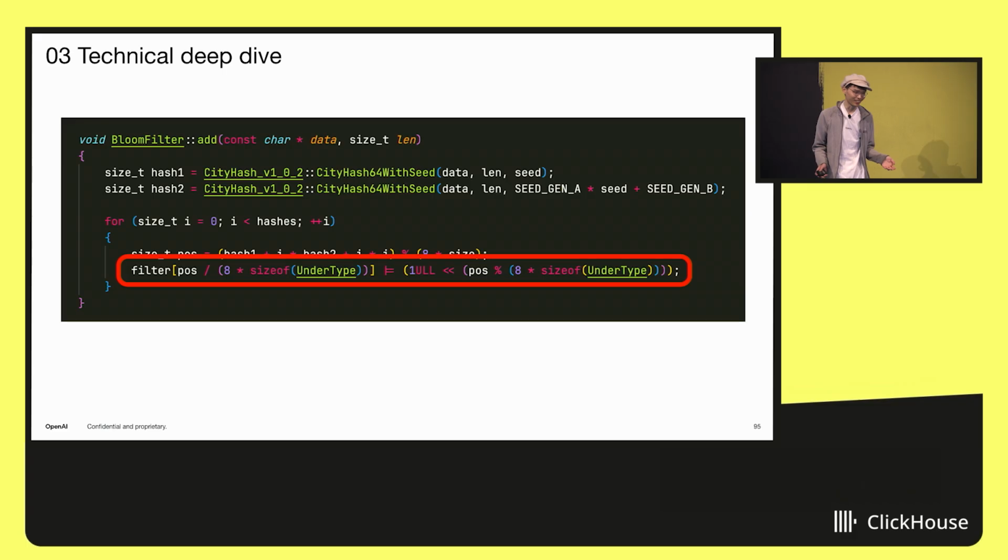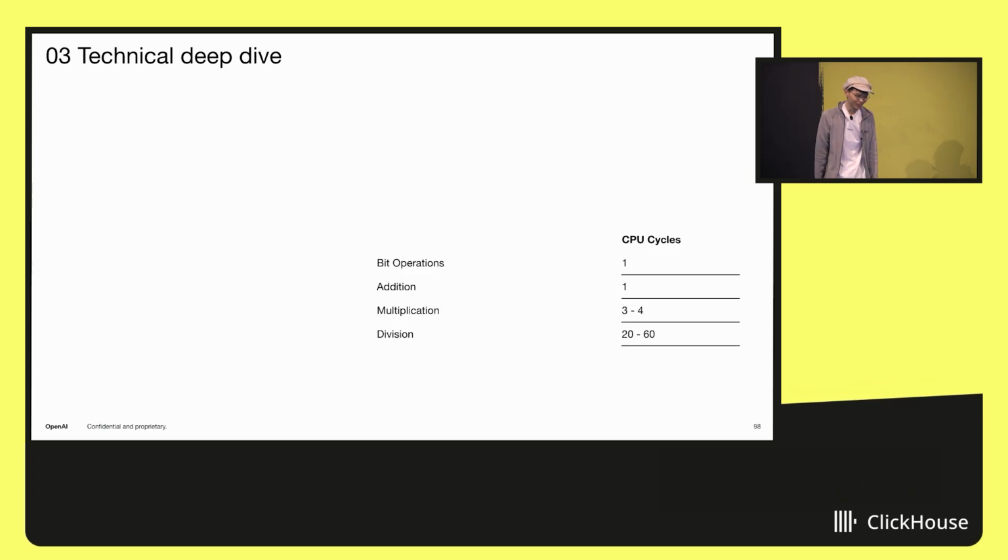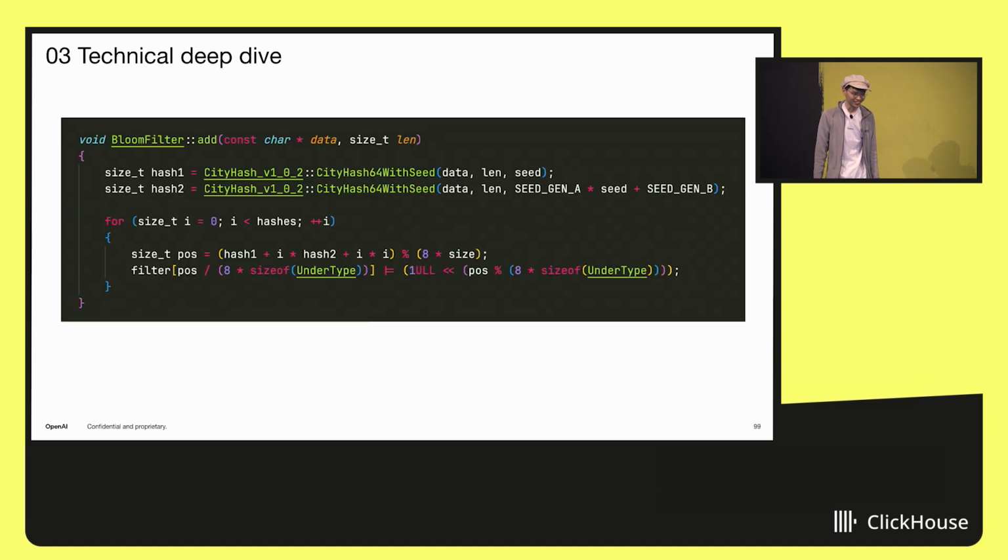But according to our profile, the thing that was slowest was this: a single division instruction that the compiler couldn't optimize away. Now, for those of you who are familiar with CPU instructions, divisions are 30 times slower than additions and bitwise operations. So it's not a big surprise that this thing is slow. What we realized is that we're dividing by the same number over and over again. Every time we add an element to this Bloom filter, we divide its hash by the size of the array.